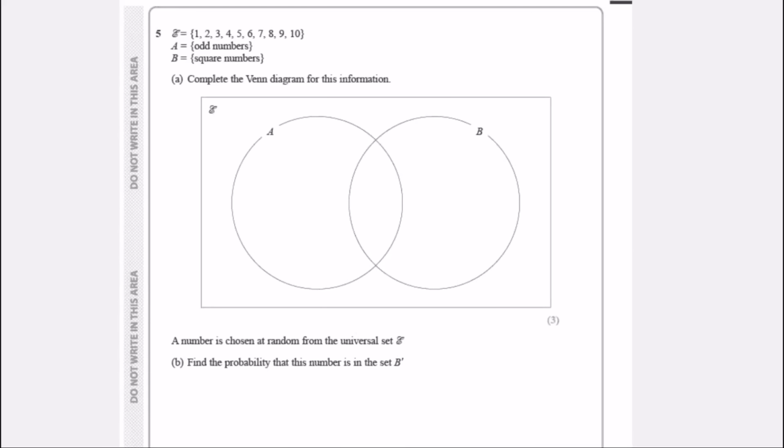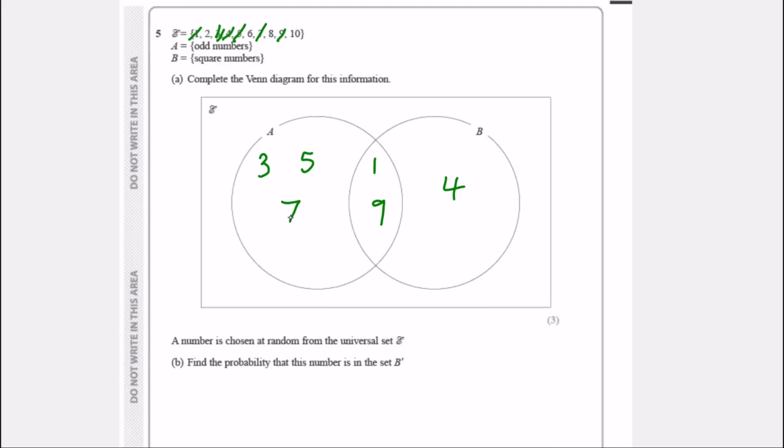Question 5. We've got a set of numbers, 1 to 10. Our set A is the odd numbers, and B is square numbers. So in the middle, the intersection, are going to be the odd square numbers. So 1 squared is 1. And then 2 squared is even. 3 squared is 9. The other square numbers is just 2 squared, which is 4. Then the other odd numbers, we've got 3. We've got 5. And we've got 7.